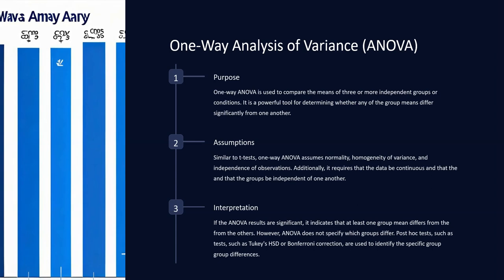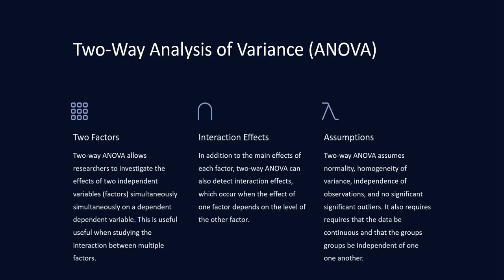Okay, so it's one step ahead of the t-test. Then two-way analysis of variance, the two-factor ANOVA, allows the researcher to investigate the effect of two independent variables simultaneously on a dependent variable, and it is useful when studying the interaction between multiple factors.